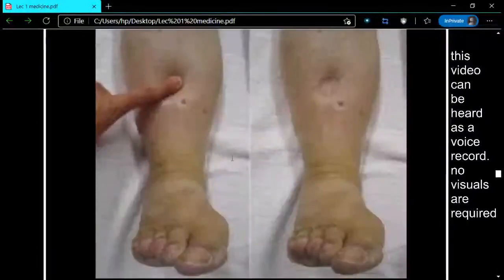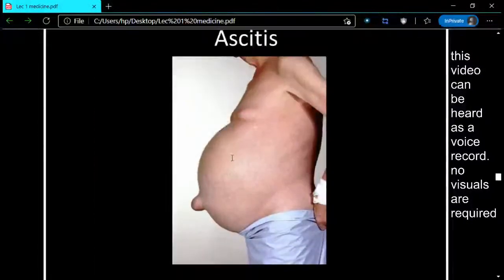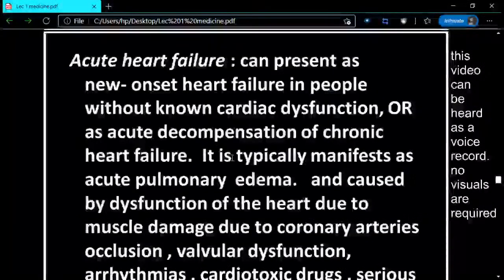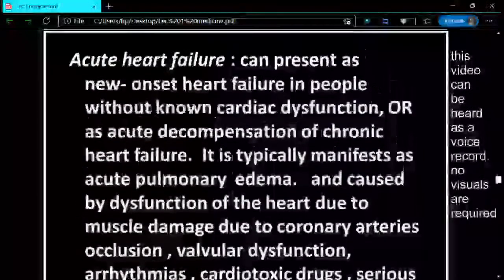Problems of the ankles and legs, swellings, reduced retraction of the skin.